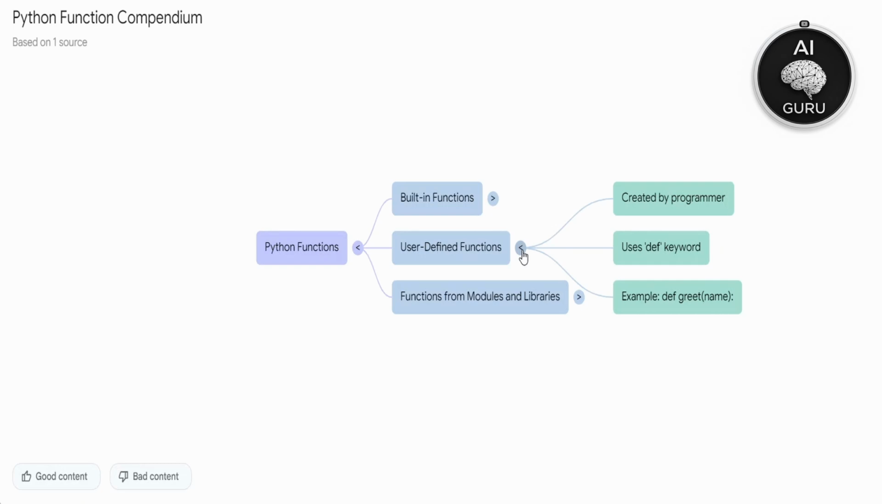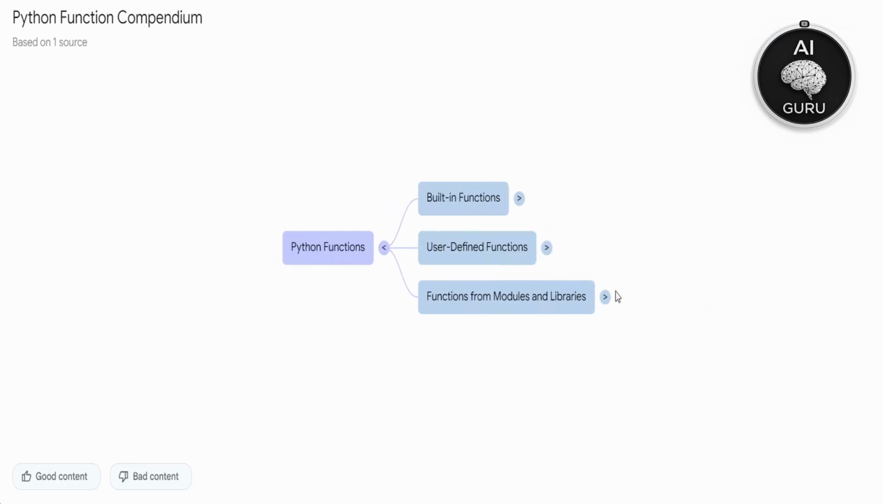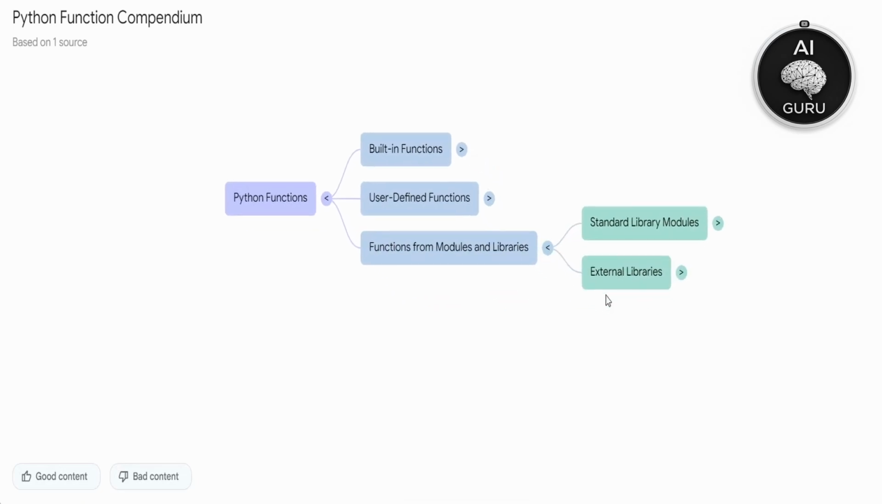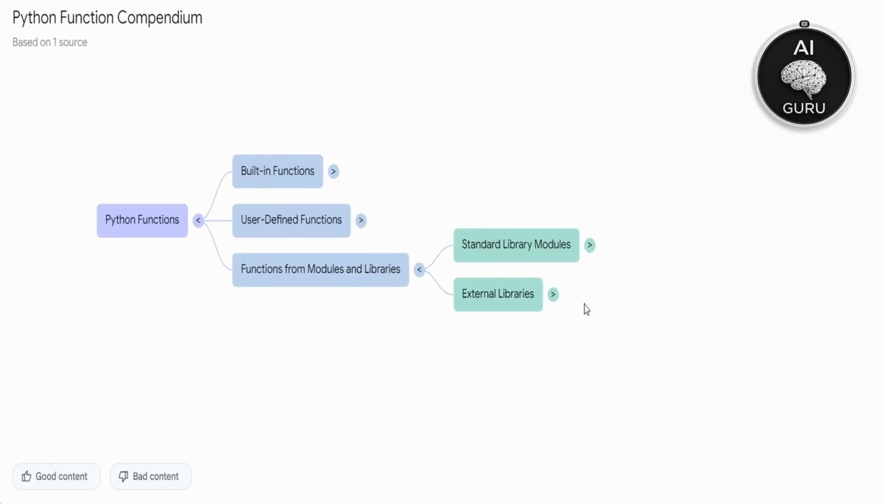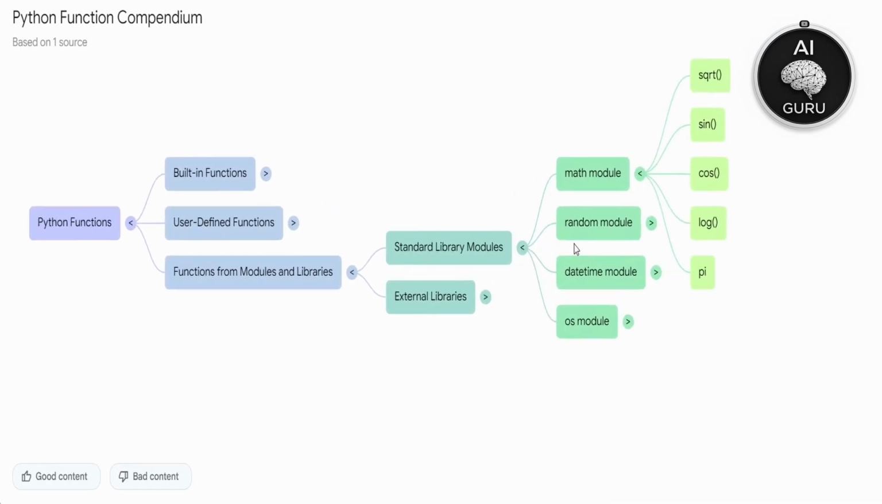Functions from modules and libraries. This is about tapping into the huge ecosystem beyond the basics. The standard library and third-party packages? Precisely. Python comes with a rich standard library, modules included with Python itself. And then there's this vast world of external libraries you can install. It extends Python's power massively.